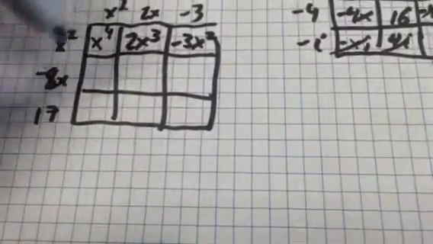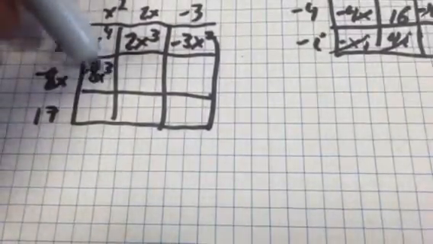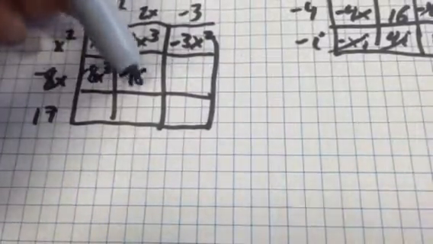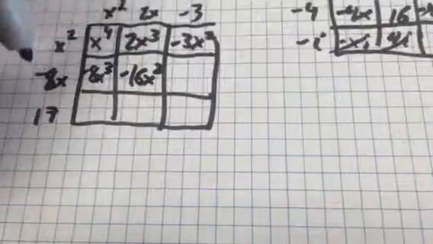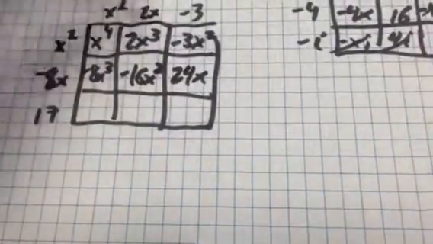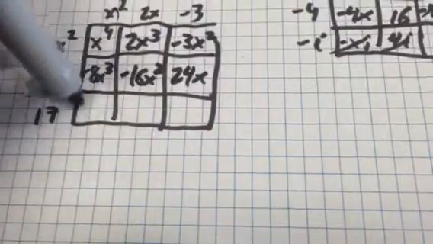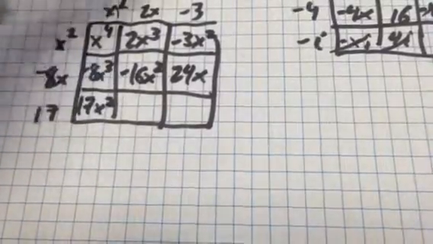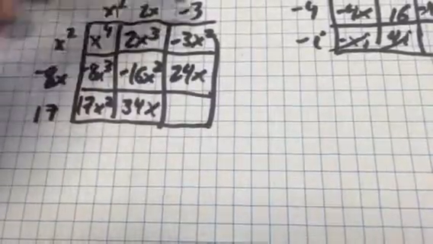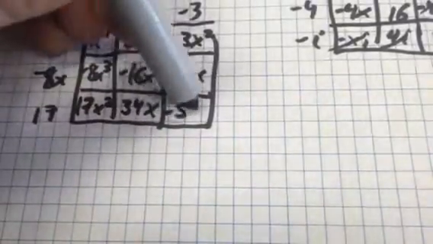Negative 8x times x squared is negative 8x cubed. Negative 8x times 2x is negative 16x squared. Negative 3 times negative 8x is 24x. And I'll keep going. 17 times x squared, 17x squared. 17 times 2x, 34x. 17 times negative 3 is negative 51.